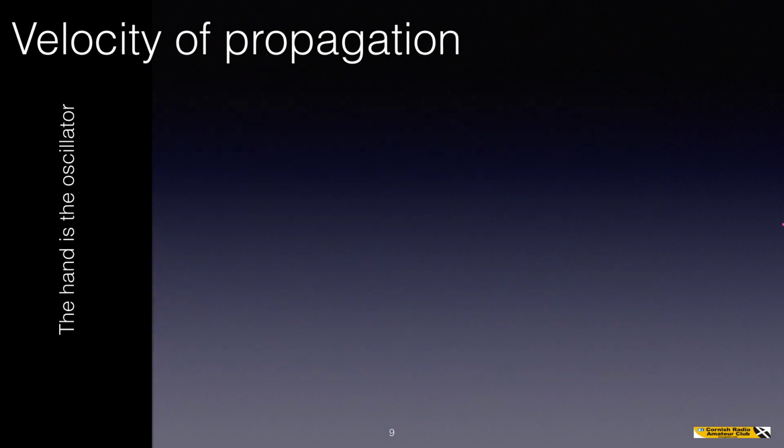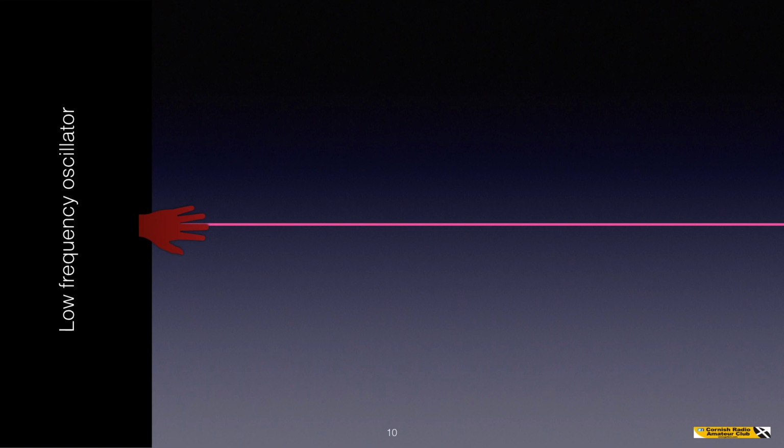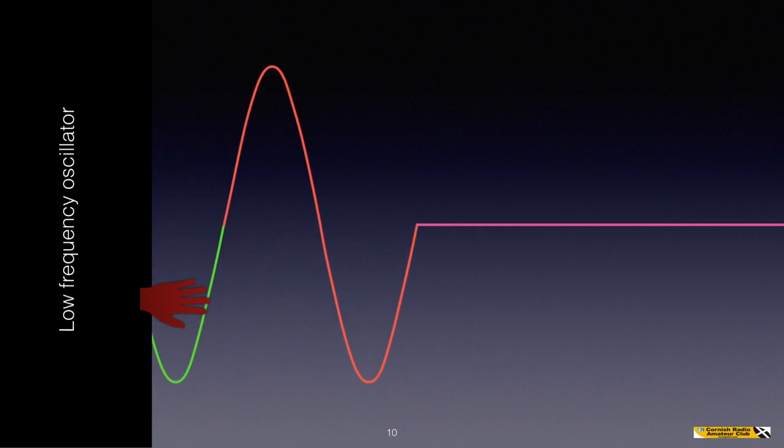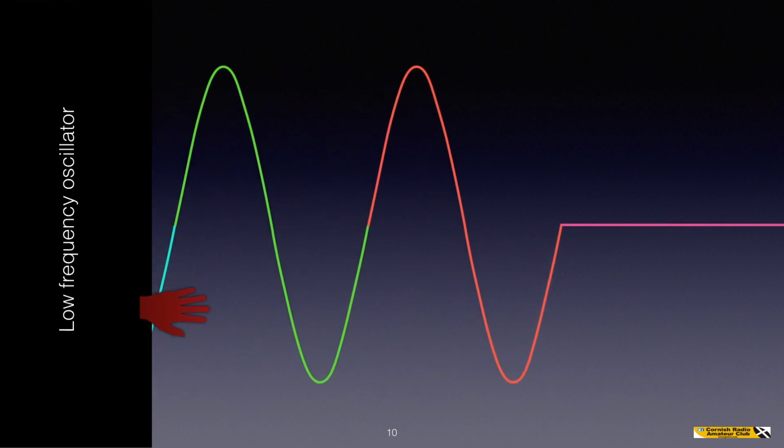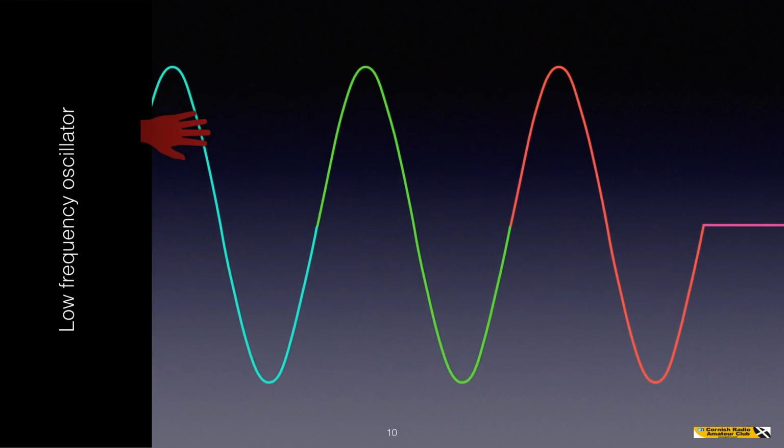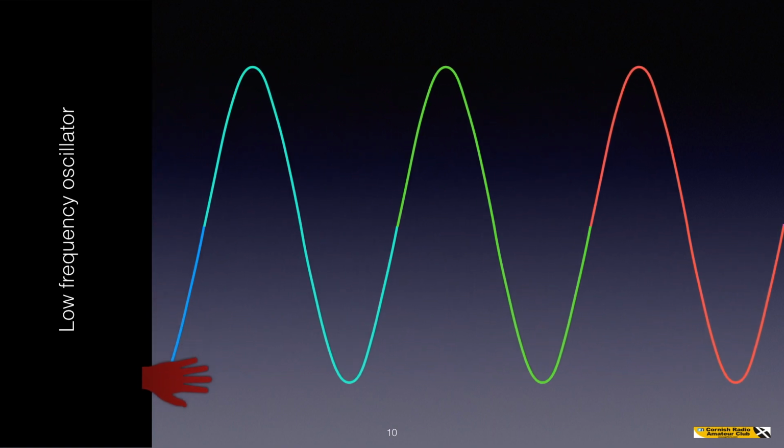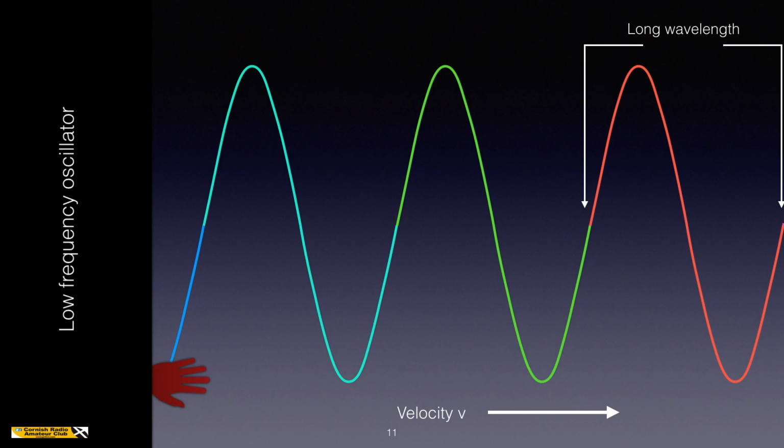Let's have a look at that as a graphic instead. So this is a fairly low frequency oscillation, and you can see this is what happened with the Slinky toy. The hand moved backwards and forwards in a transverse manner and caused these oscillations on the Slinky toy. And what we saw there was a velocity v of the waves being propagated from left to right, and a fairly long wavelength.